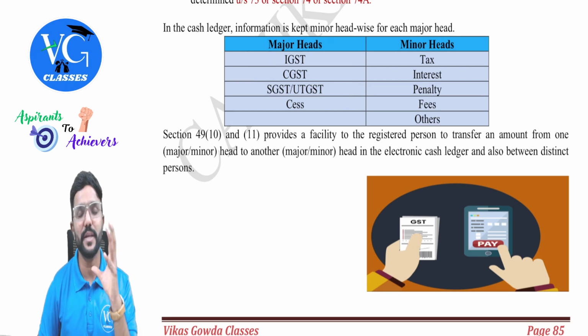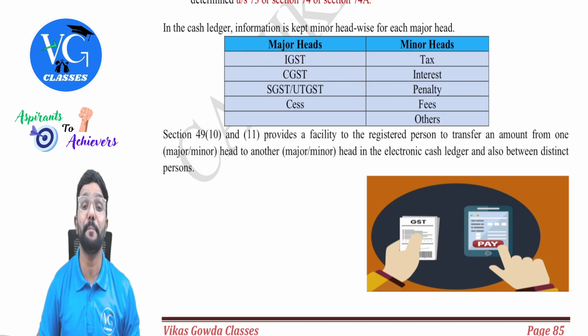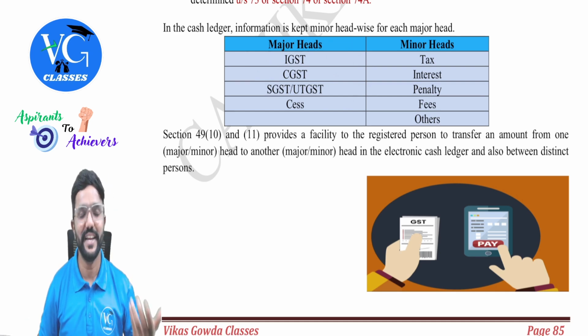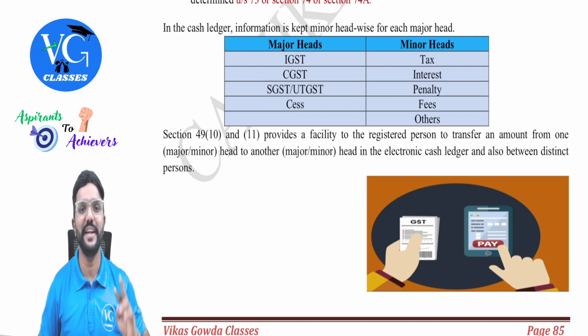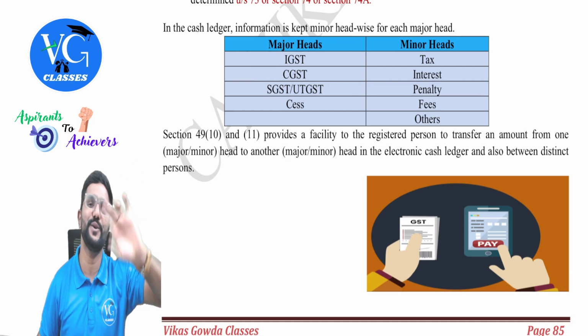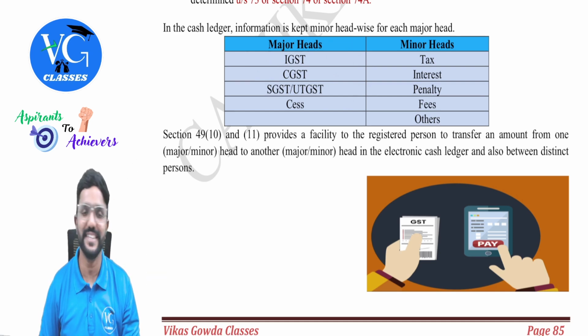But when I am transferring the balance from my electronic cash ledger in Karnataka, I should make sure that I don't have any liability pending in Karnataka. Sir, I have a lot of liabilities pending under GST in Karnataka. Even though my liabilities are pending, can I transfer the balance to Tamil Nadu? No, that is not possible. Is that clear?